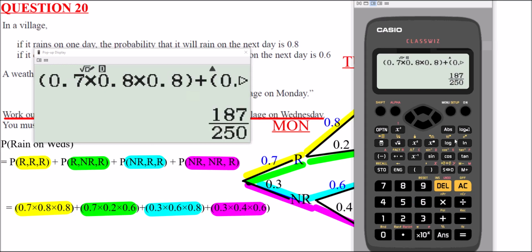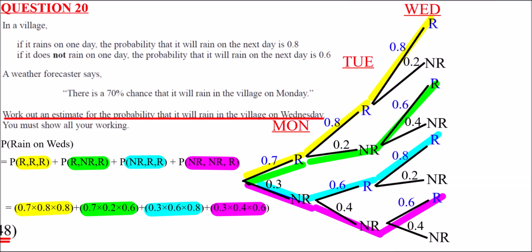We should get 187 over 250, and that's our final answer. Or, if you press the S to D button, as a decimal we get 0.748. So those are the solutions to question 20.